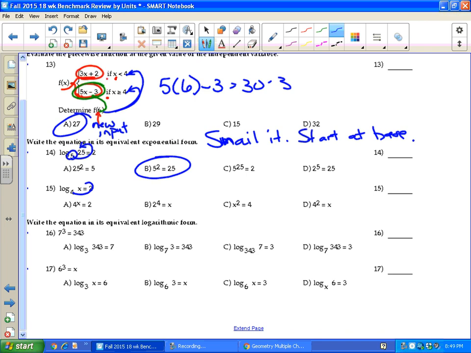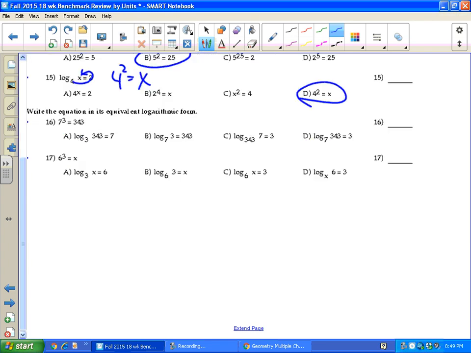4, 2, and x. 4 to the 2nd power equals x. 4 to the 2nd power equals x is D. Same thing with the other way. Find the base.